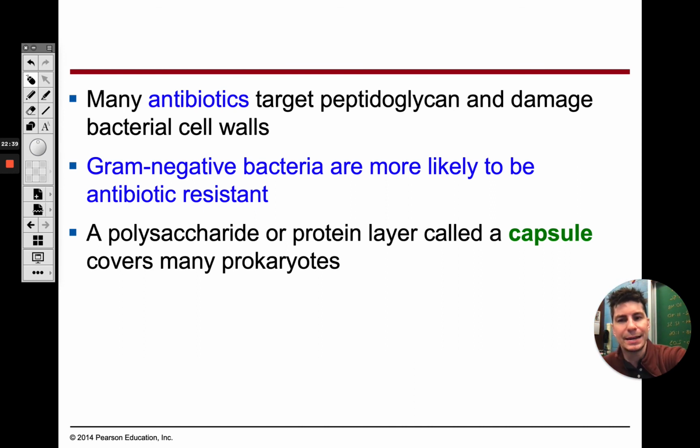So what many antibiotics do, guys, is they actually target that peptidoglycan, because our cells in our body, we don't have a cell wall, and we're not going to have any peptidoglycan in our cells. But gram-negative bacteria are more likely to be antibiotic resistant because of that low amount of peptidoglycan.